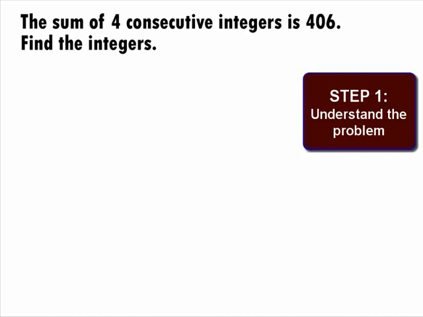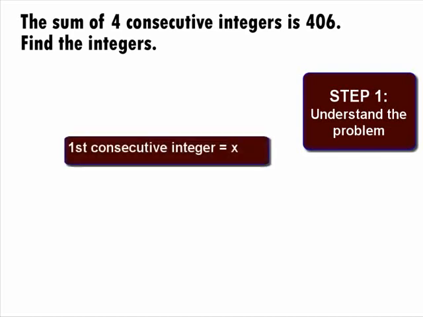Make sure that you read the question carefully several times. In this step, we also want to assign our variable. We're looking for four consecutive integers. Let's go ahead and let x equal the first consecutive integer.